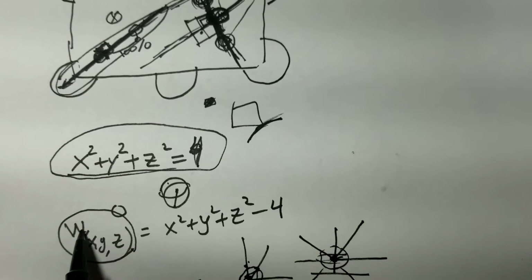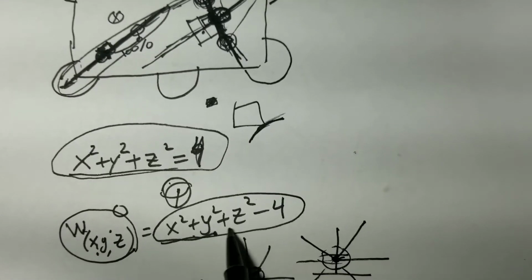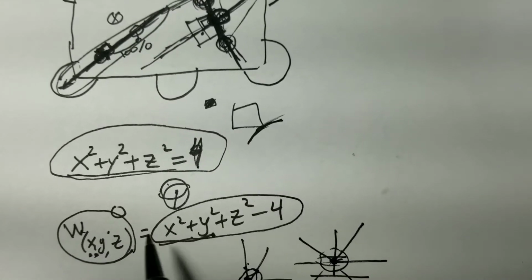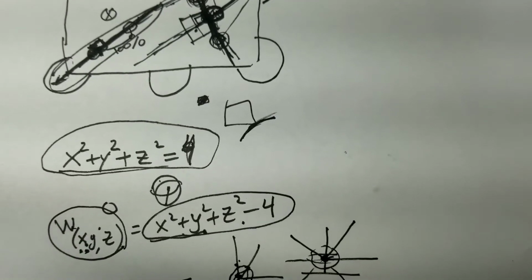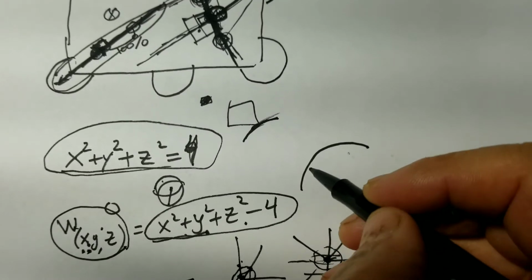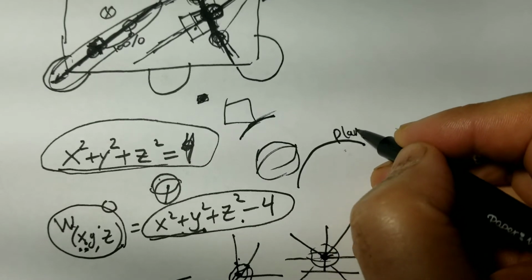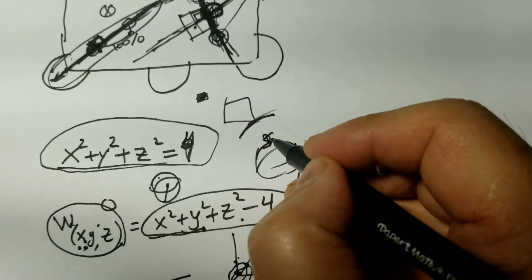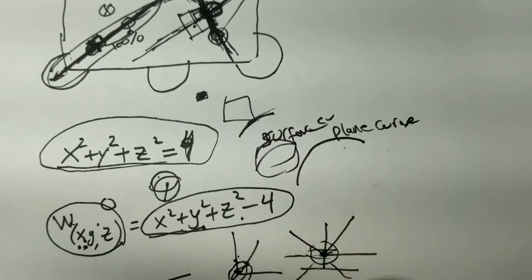Therefore, if that W is 0, you have a level sphere at the origin. If W becomes 1, you have a level sphere at the height of 1. If W becomes 2, you have a level sphere at the height of 2. But remember, whenever you have a level curve or a level sphere, these are called either plane curve or surface curve, plane curve and surface curve.